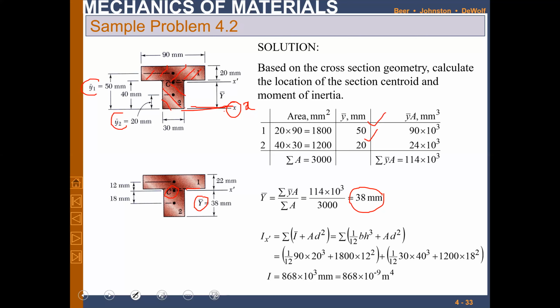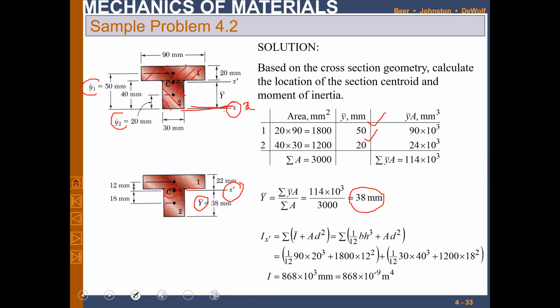Now we want to calculate the I for this one. Since it is not at the center, we are interested in calculating this I at that particular shape, at x bar. So what will we do now? We will use the parallel axis theorem. The parallel axis theorem says that I is the sum of all the i's plus A times d squared.